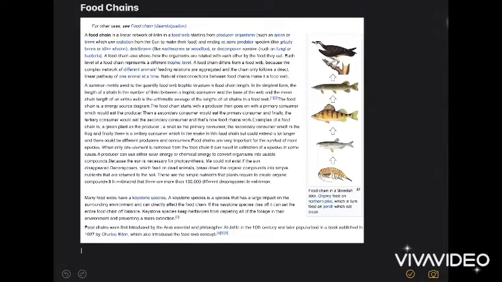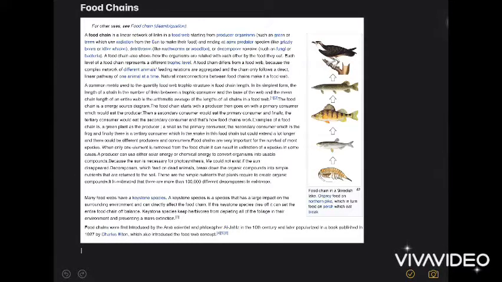A food chain also shows how organisms are related with each other by the food they eat. Each level of a food chain represents a different trophic level. A food chain differs from a food web because the complex network of different animals' feeding relations are aggregated and the chain only follows a direct linear pathway of one animal at a time. Natural interconnections between food chains make it a food web.